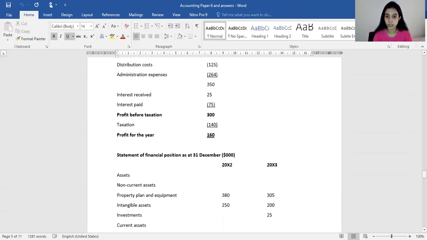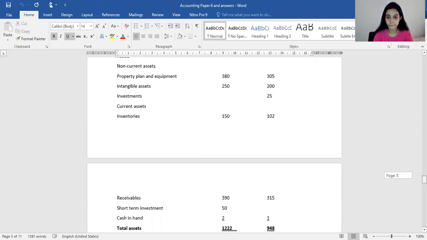So please change these 2 years. So it will be easy for you to do the sum.